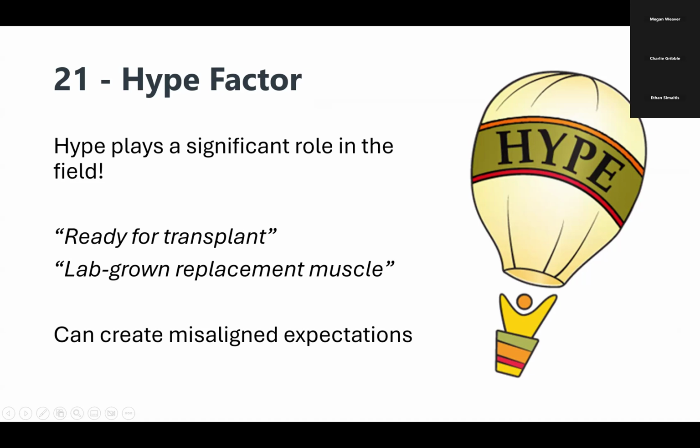In many cases, the engineered muscle being reported on is only a few millimeters long, and has been tested in something like a rodent and may only generate a fraction of the force of what a native muscle needs. But claims like ready for transplant or lab grown replacement muscle are often thrown around the field. And these statements can paint a picture that we're just months away from off the shelf muscle implants. But in reality, we're still struggling with things like I mentioned reliable vascular integration, consistent innervation, and long term viability.